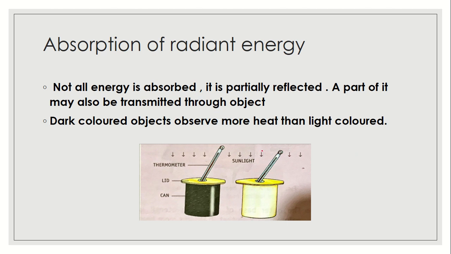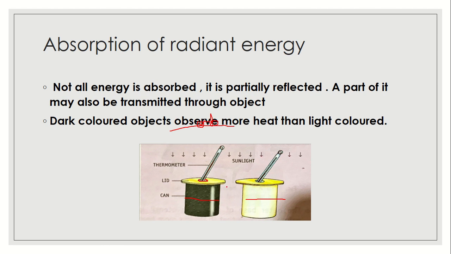Now, dark colored objects absorb more heat than light colored ones. Yes, this is true. I'll explain with the help of an example given below. Take two cans filled with some water and put a lid, and there must be a hole for the thermometers to be put like this. Then keep it in sunlight for some time.